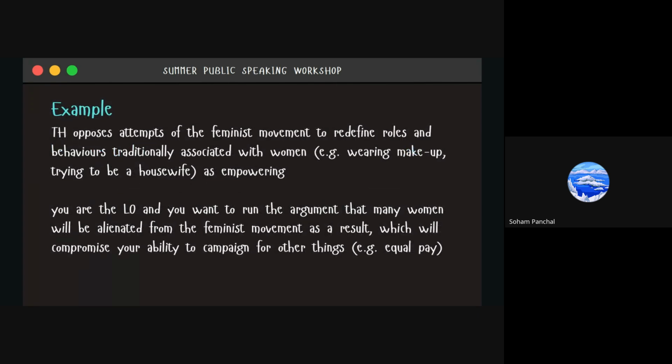Now, let's come to an example. It's too much over time, but okay, I'll be quick. This is the motion: The House opposes the attempt of the feminist movement to redefine roles and behaviors traditionally associated with women. Like, you have to be a housewife, wear makeup, have long hair, and wear some specific dresses. These behaviors have to be redefined according to the feminist movement, and the feminist movement should support this; the house would oppose this, as it is shown as empowering. I hope you could read the motion, right?